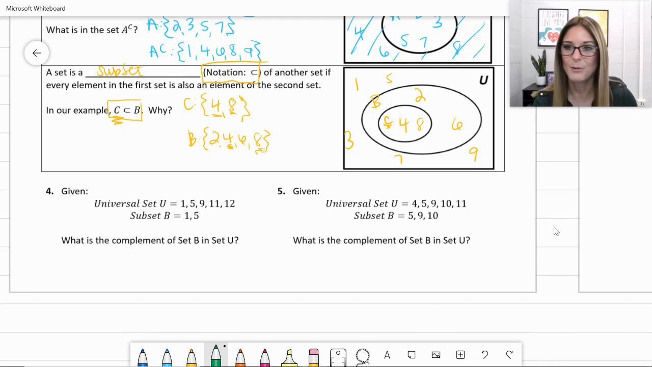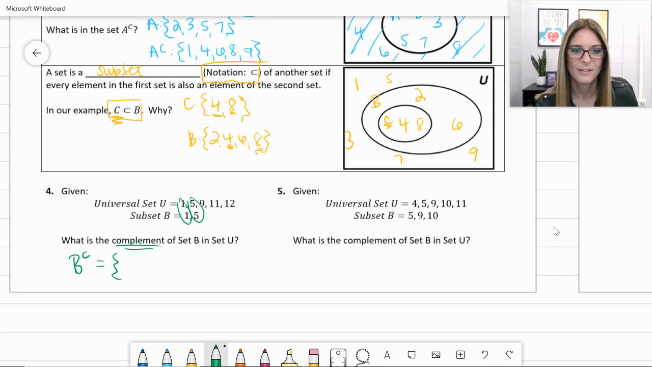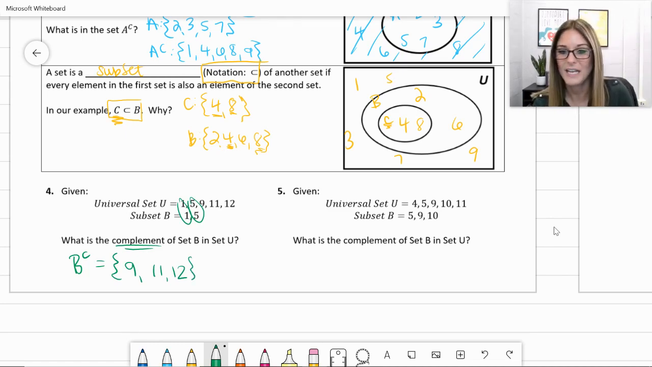So let's look at some examples like you will have on Delta Math number 4. Given that the universal set U is 1, 5, 9, 11, 12, and the subset B is 1 and 5, what's the complement? Remember, that's the not. So I'm going to use B with a little c for complement. The complement of set B in set U. So 1 and 5 are already being shared. So what's the complement of set B? 9, 11, and 12. Number 5, given the universal set U is 1, 5, 9, 10, 11, subset B is 5, 9, and 10.